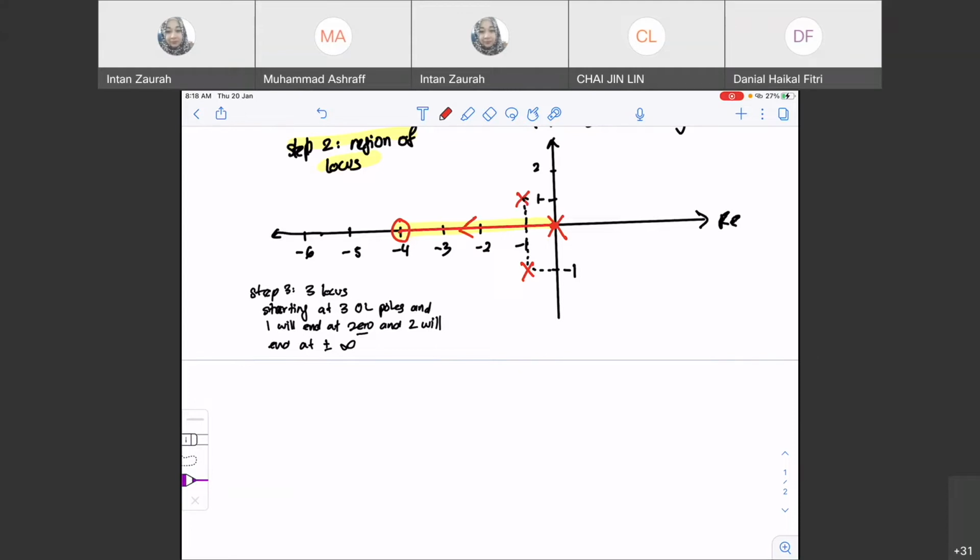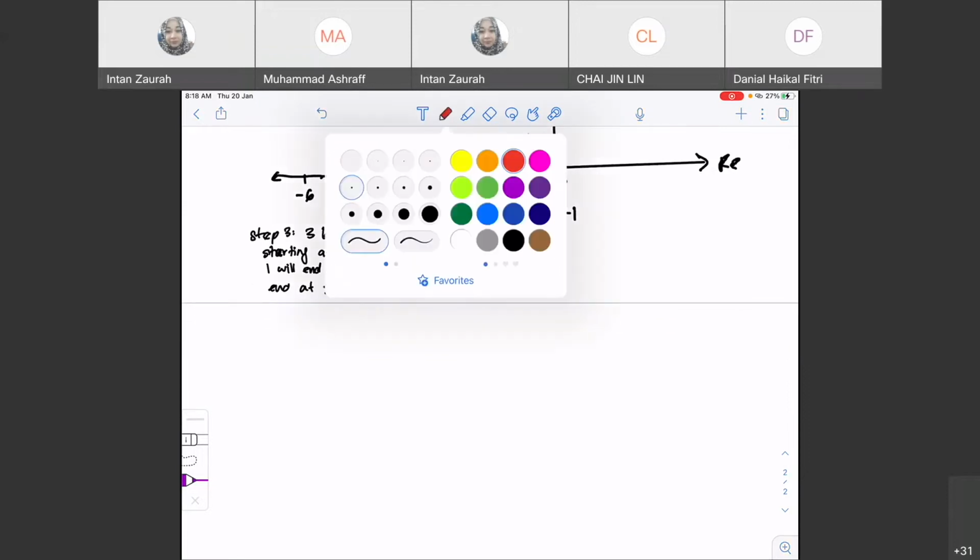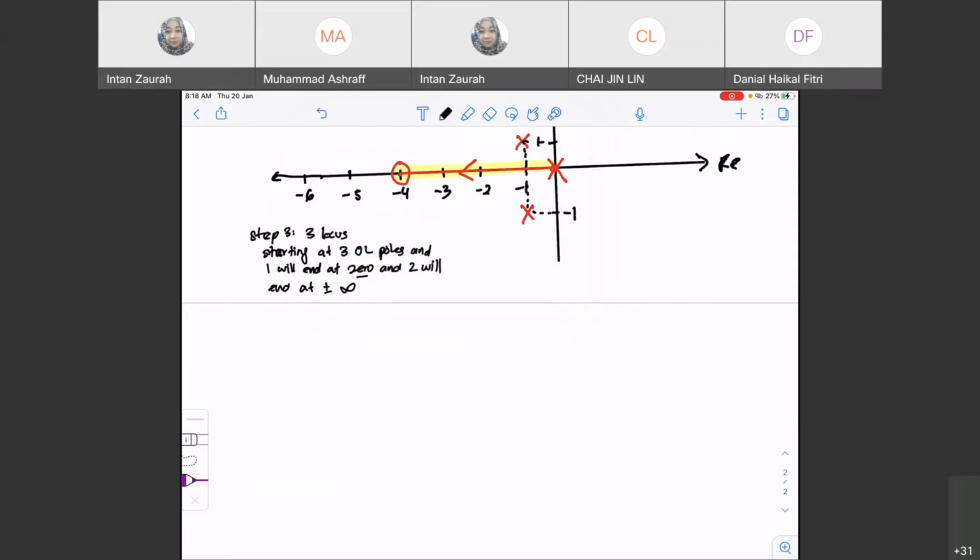Okay. And then for the other 2 locus, you need to find the angle of asymptote. So that will be step number 4. Because you know the other 2 will go to plus minus infinity. So you need step number 4 to find the angle of asymptote. Okay, and as I mentioned, the angle of asymptote depends on the number of poles minus the number of zeros. If your P minus Z is equal to 1, then you're going to have 1 angle of asymptote. If your P minus Z is equal to 2, then you have 2 asymptotes. If it's 3, then 3, and so on and so forth.